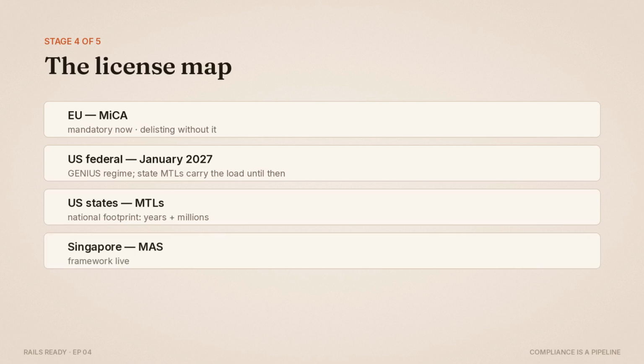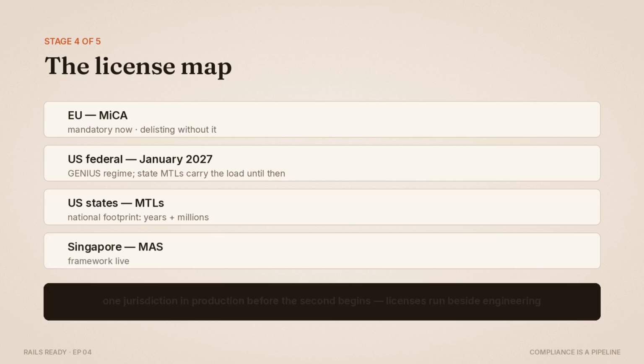Singapore's framework is live. The sequencing rule: one jurisdiction first, in production, before the second begins. A license pipeline runs in parallel with engineering, never in front of it.